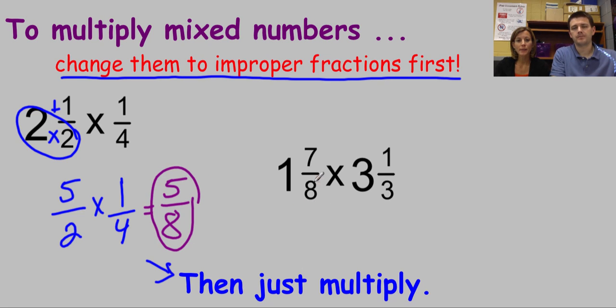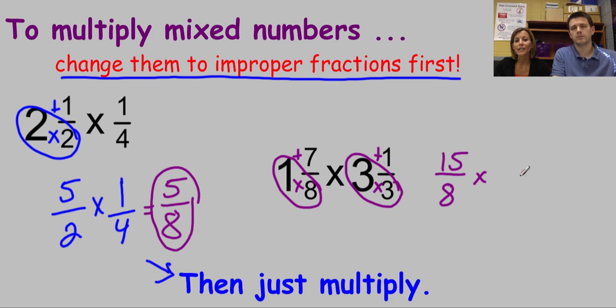Big number times the bottom plus the top is how we get started. So 1 times 8 plus 7 is going to give us 15/8 for the first fraction in the second example. 3 times 3 is 9, plus 1 is 10. So we've got 10/3 for our second fraction. So we've changed them to improper fractions, and now we have to multiply. Remember, we're back to cross simplifying.